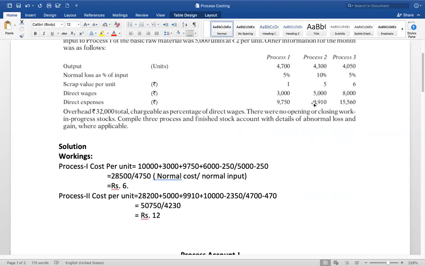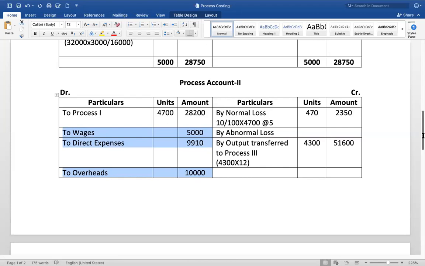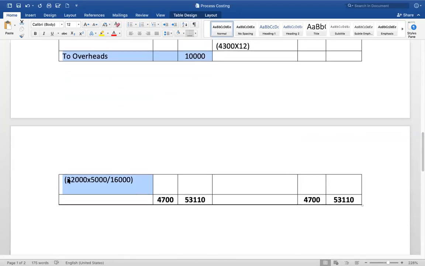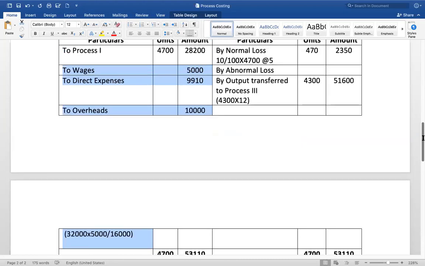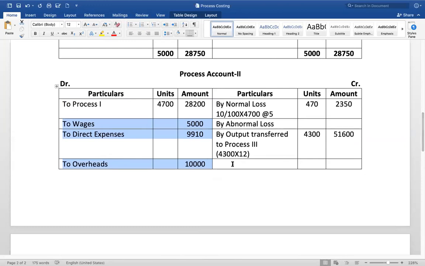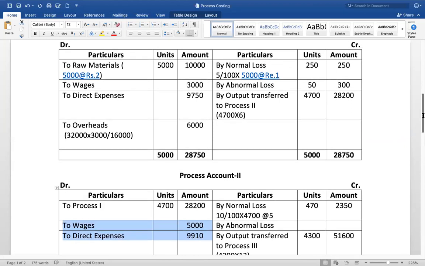Okay, all right. Now look at this. Wages 5,000, expenses 9,910. Then overheads, we did the same thing. 32,000 into 5,000 by 16,000 gives me, because wage is the basis to apportion the overheads. Okay, right. So 10,000 is the overhead cost. So you got all the expenses. And look at this. You take the output of process 1 as the input for process 2. That should be the first item to be entered.